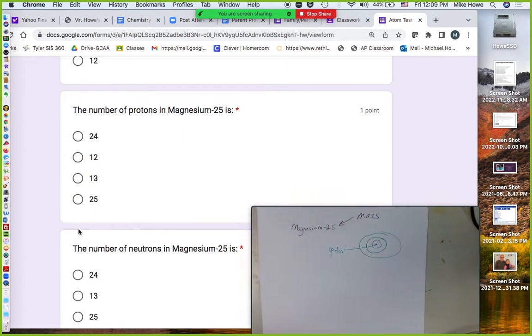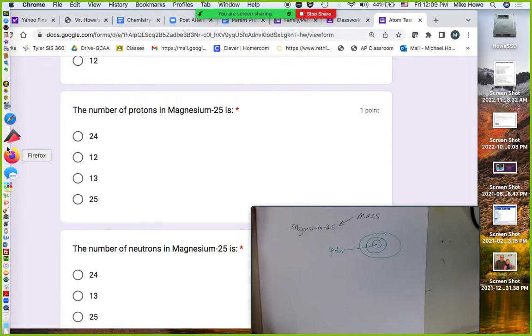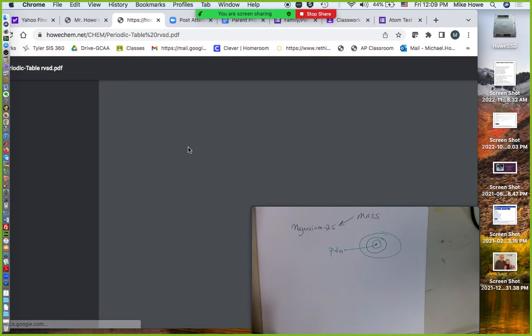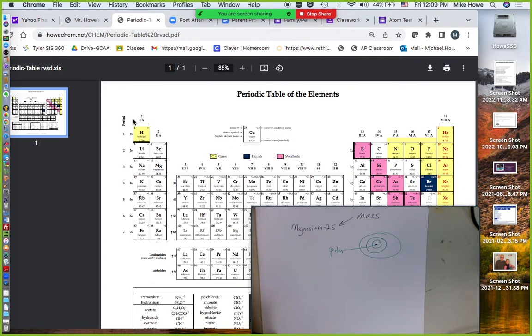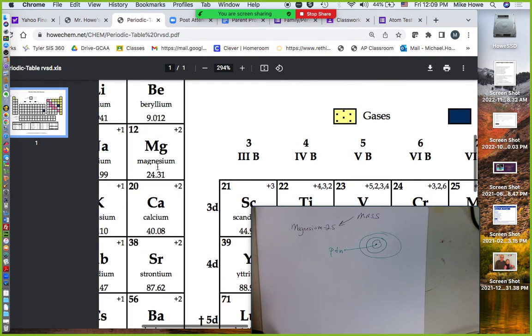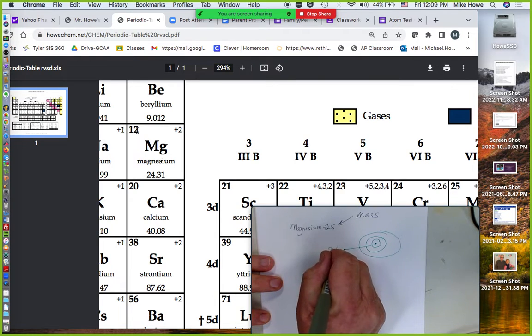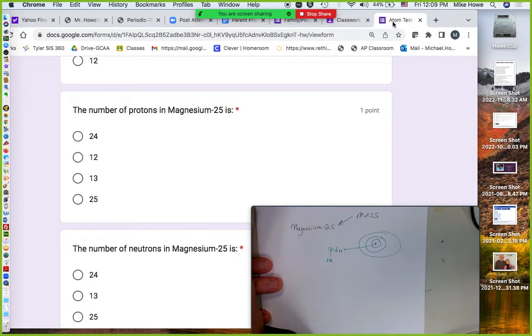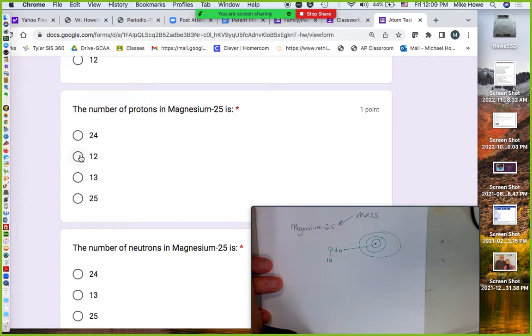The number of protons in magnesium-25, though, would be different. The number of protons will be based on the periodic table. So if you go to a periodic table and you look at magnesium, you see that 12 right there. That tells you how many protons it has. So the protons are 12. All right, then we go back to the test. So the number of protons in magnesium-25 would be 12.